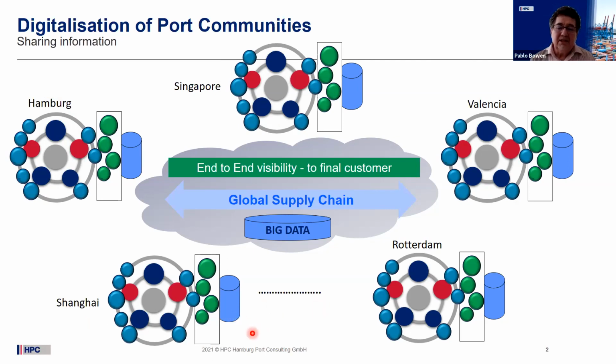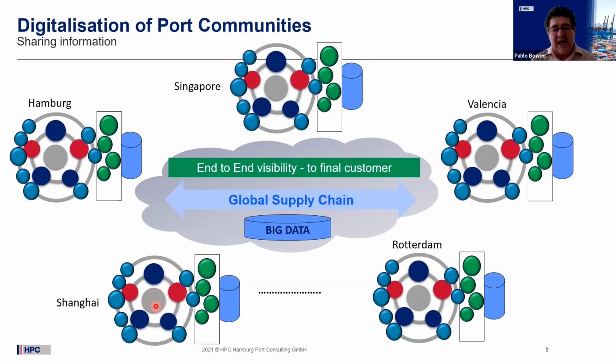And there is a big tendency today to be interconnected, to share data and to share information. One of the key drivers of that is the end-to-end visibility to the final customer, or global supply chain, call it. And as it is related with the global supply chain, it's related with the big data concept, with end-to-end visibility. But at the end, it's related with our business, and with the business model that we have in place in every one of our port communities.